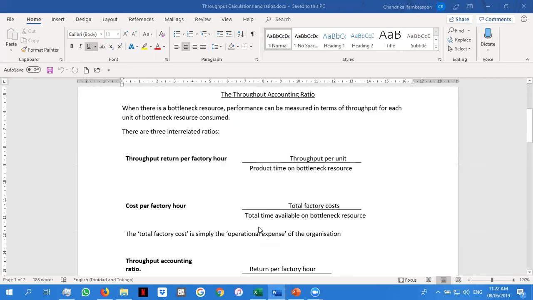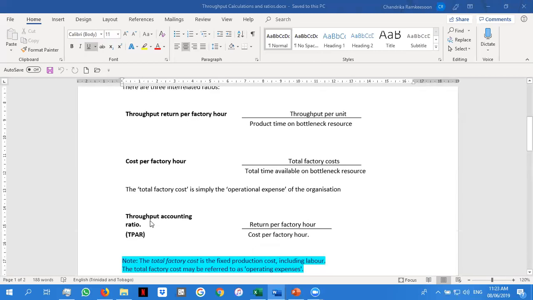Now, there are very important further calculations that you need to be aware of as well. The most important calculation really in throughput accounting is something called the throughput accounting ratio, sometimes referred to as TPAR. Now, before you can calculate the throughput accounting ratio and see what it is, you need to know how to calculate the inputs that go into the calculation of throughput accounting ratio.